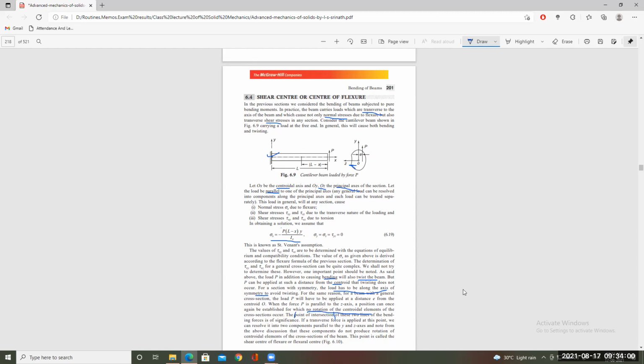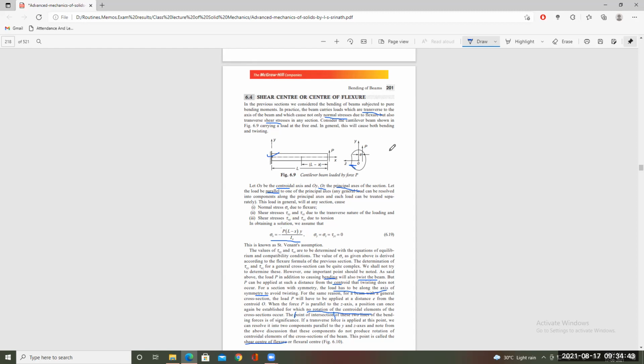Both these forces, acting parallel to the y-axis and parallel to the z-axis, should reach a point which is important. If a transverse force is applied through this point, we can resolve it into two components parallel to the y and z axes. As noted in the above discussion, these components will not produce rotation of the centroidal axis. This point is generally called the shear center of flexure of the beam.